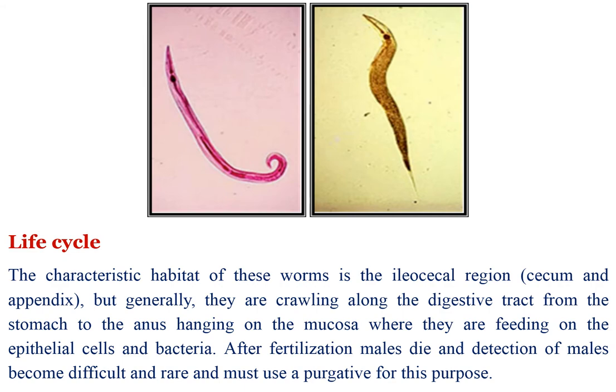Life cycle. The characteristic habitat of this worm is the ileocecal region, cecum and appendix, but generally they crawl along the digestive tract from the stomach to the anus, hanging on the mucosa where they feed on epithelial cells and bacteria. After fertilization, males die and detection of males becomes difficult and rare, and a purgative must be used for this purpose.